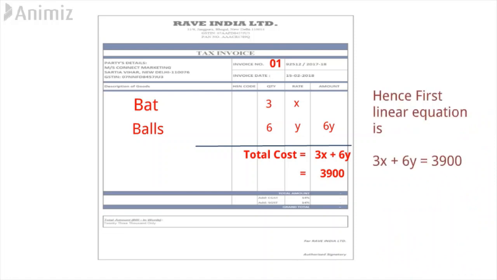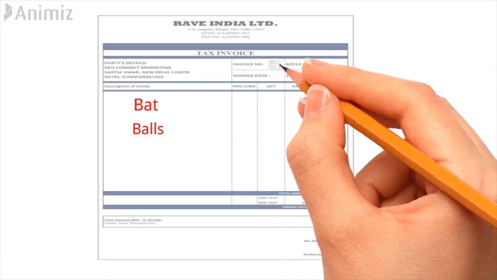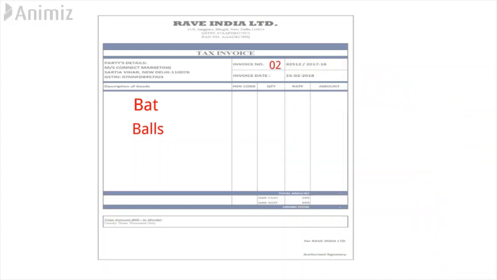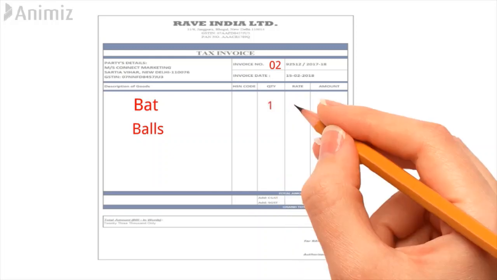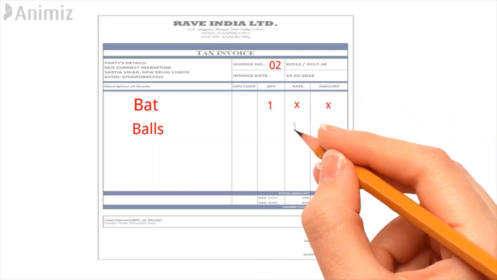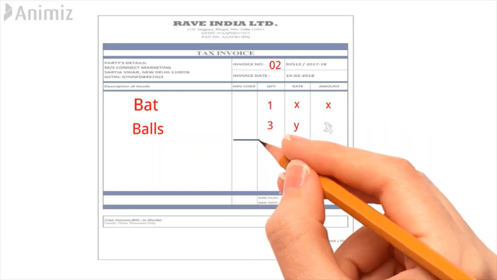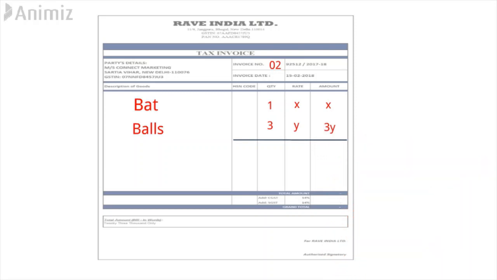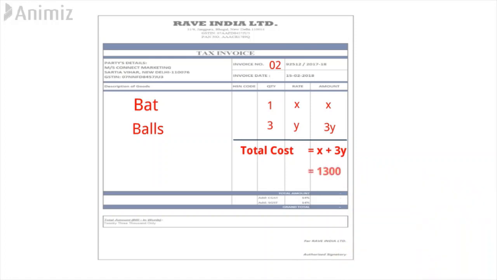Then similarly we can go for the second bill. Now in the second bill it is said that she buys another bat. That means once again the item is bat and quantity is 1 number of bat. Price will remain the same, that is X. So the amount is X. Then 3 balls. So item is ball, unit price is Y, quantity is 3. So the amount will become 3Y. So now in the second bill the total cost will turn out to be X plus 3Y, which is given to be equal to 1,300.